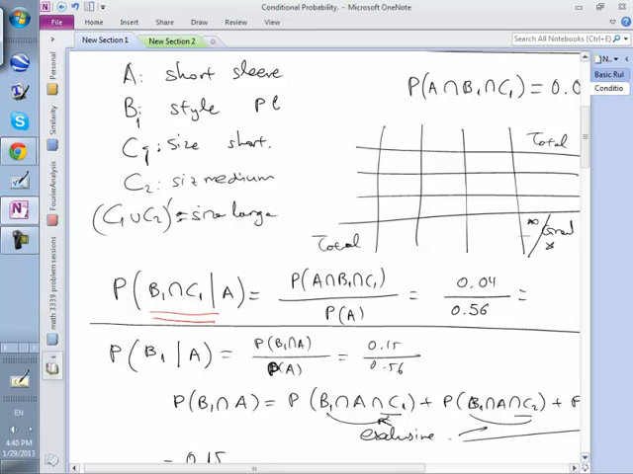So now how do I interpret, based on what I have written, this result, this event here? Here I have a conditional probability. What is the condition? The condition is that the shirt that is being sold has short sleeves. The event is B1 intersection C1, so that means the style is plaid and the size is short. So if I were to interpret this, I would say this is the event where an athletic shirt is being sold, which has plaid style, short size, given that the sleeve is short. Or if the sleeve is short.